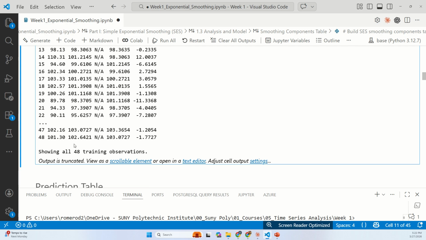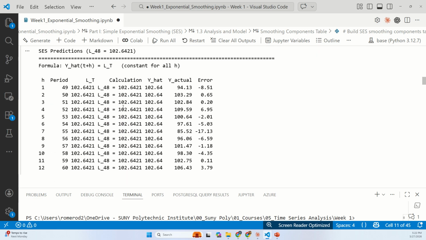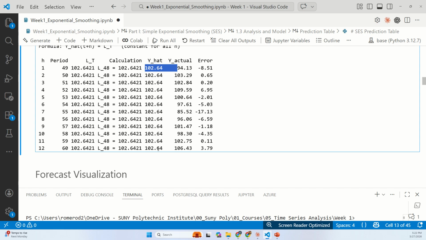So what is important is that the level that you compute at the end, the 102.64, is the one that you use to make a forecast in the next periods. Since this is a simple exponential smoothing, the forecast for period 49 is going to be 102.64. The forecast for period 50 is going to be the same constant value. Again, that's not always the case. This is just because this is simple exponential smoothing. When we have the double or the Holt method, you need to add the slope or the trend. All right. So here you have the predictions, the table, and of course, a constant value. That's expected, right? Because it's the simple exponential smoothing.